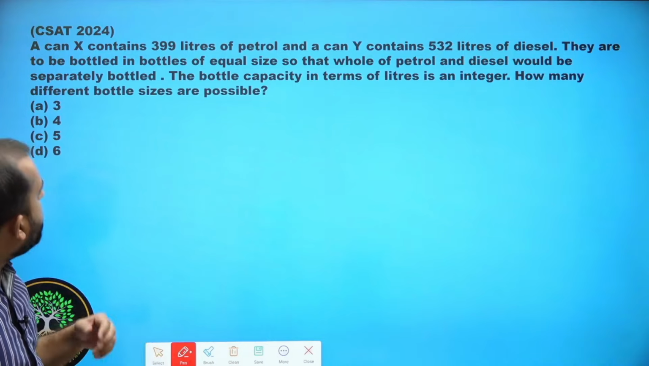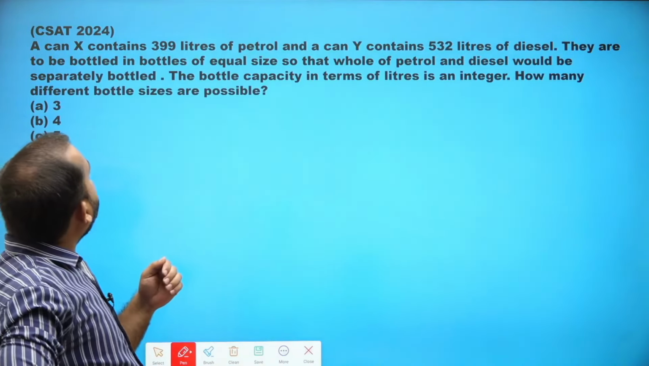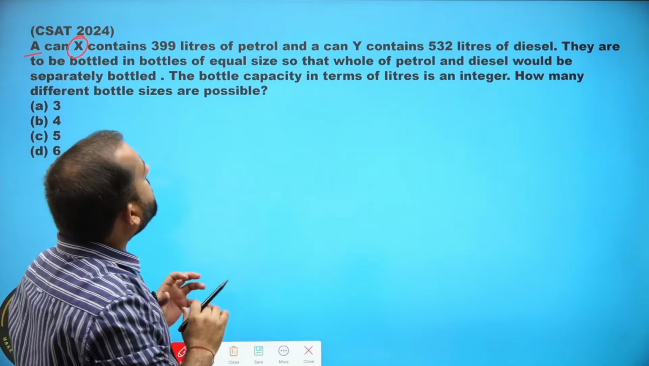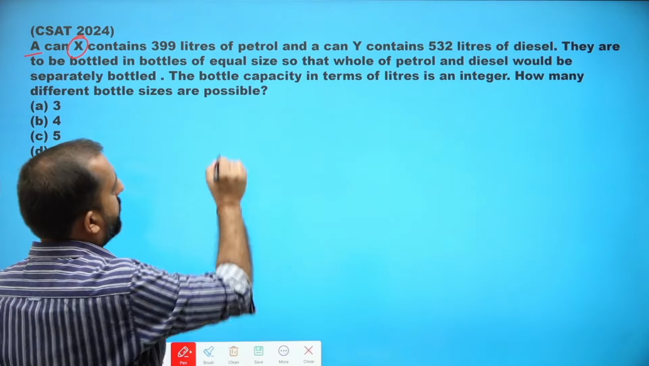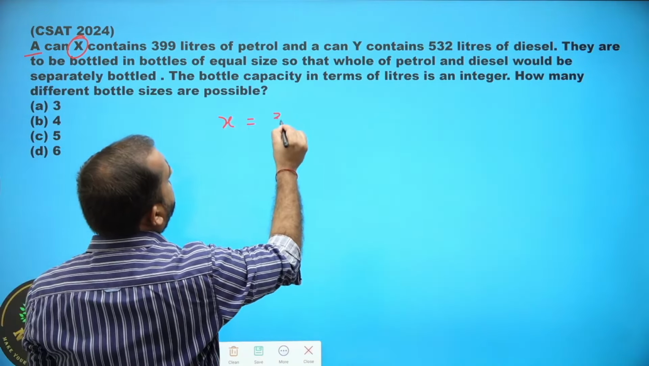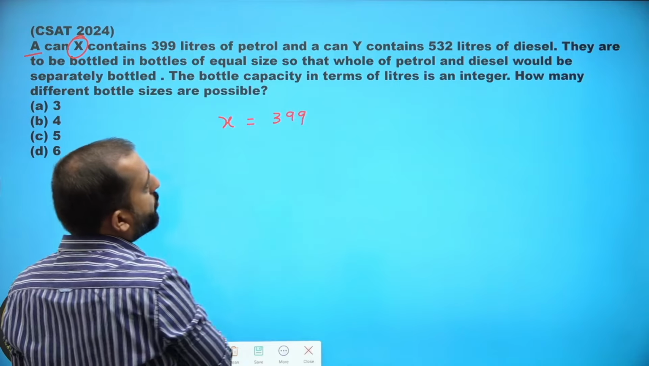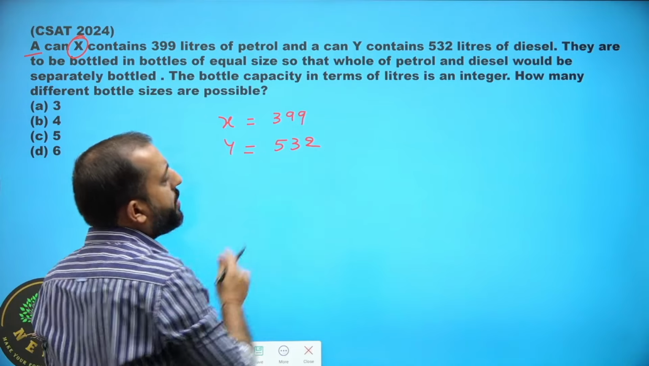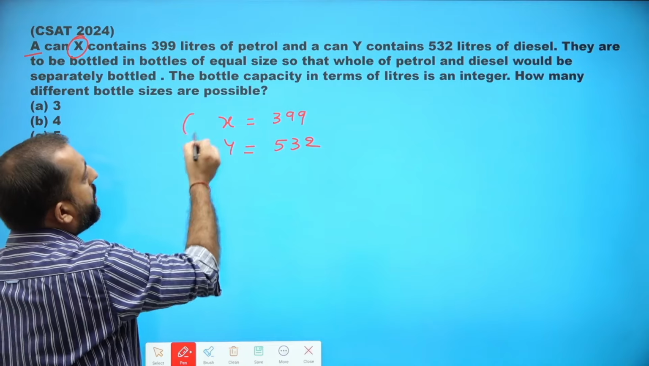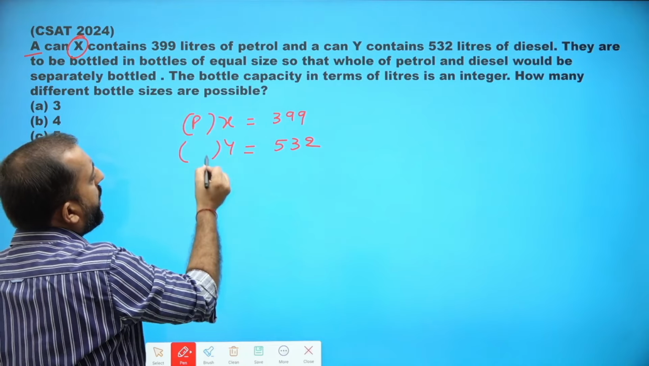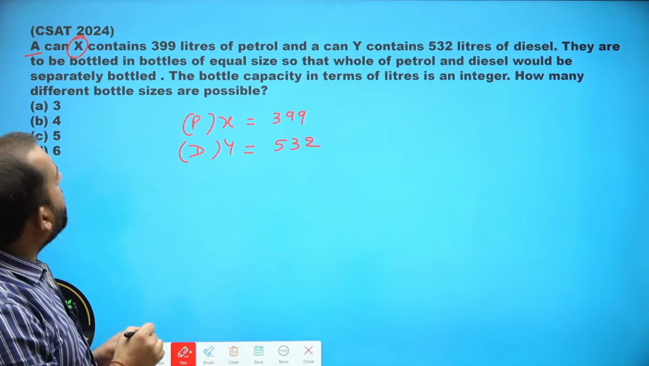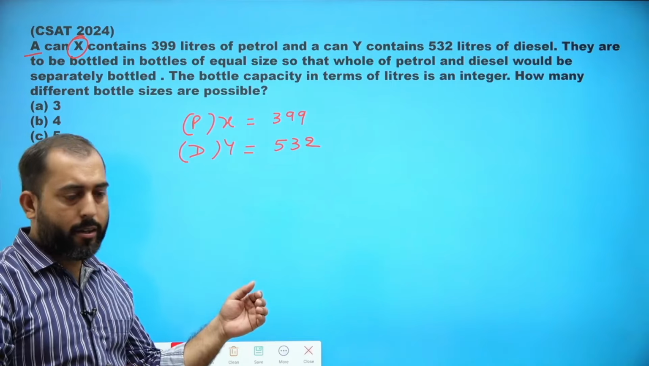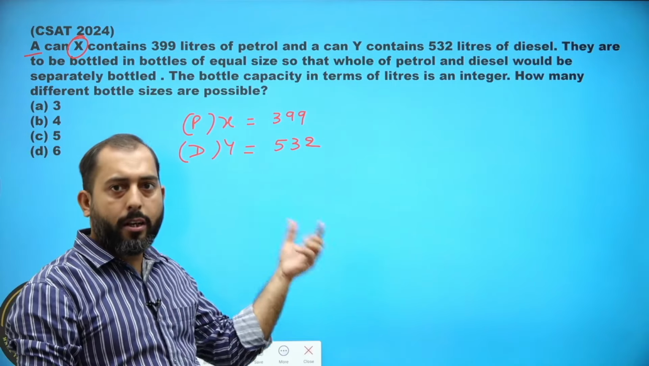So the next question is, a can X contains 399 liters of petrol. A can X can contain 399 liters of petrol and Y can contain 532 liters of diesel. So in X we have petrol only, in Y we have diesel only. They are to be bottled in bottles of equal size. So we want to bottle them.